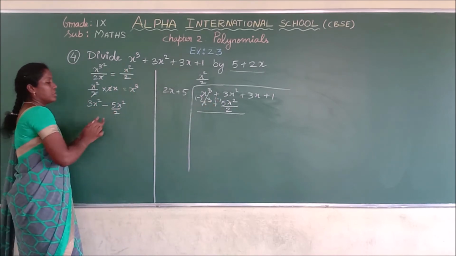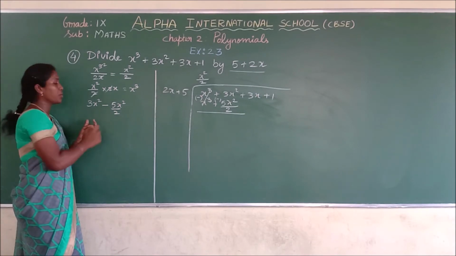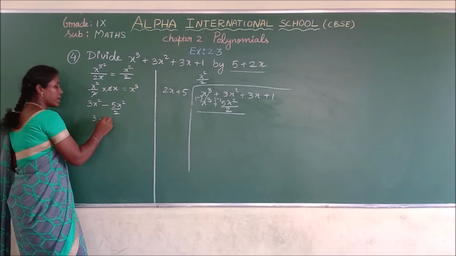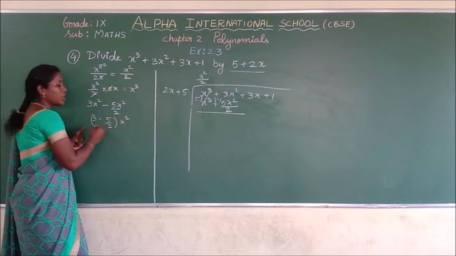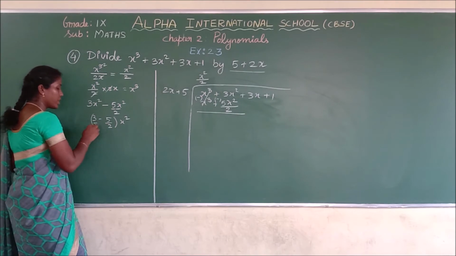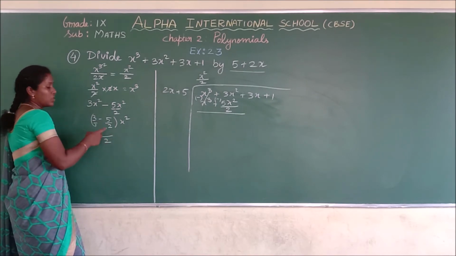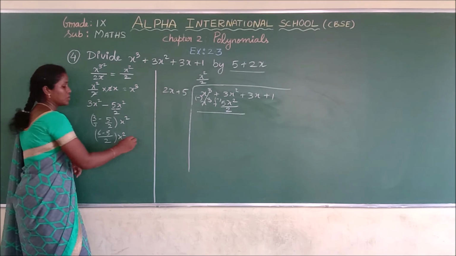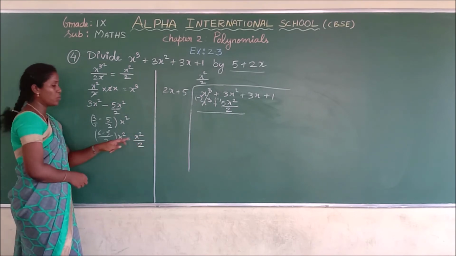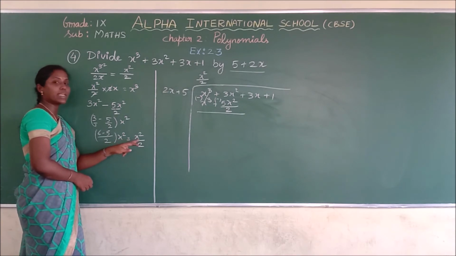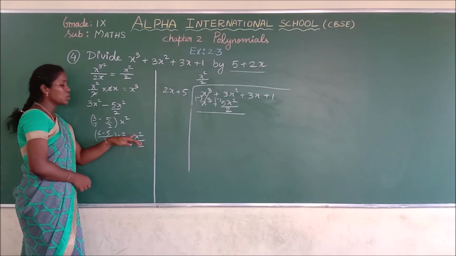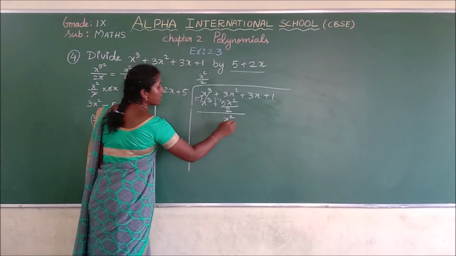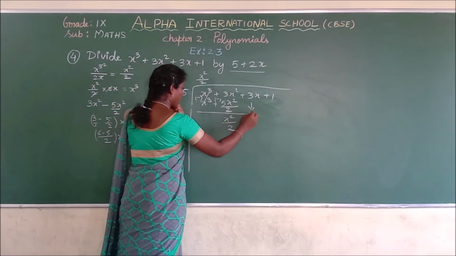See here, the number is a fraction, so just take the LCM. You can take the variable x square common and then subtract. Taking the variable common, it becomes 3 minus 5 by 2, times x square. Then take the LCM. What is the LCM of 1 and 2? It is 2. So 3 twos are 6, minus 5, into x square. What is 6 minus 5? 1. So it is 1x square by 2. So what is the remainder we get by subtracting these two terms? x square by 2. Take the next term down. What is the next term? Plus 3x.